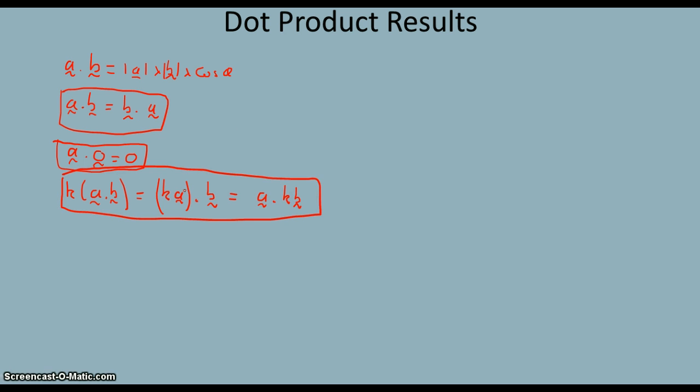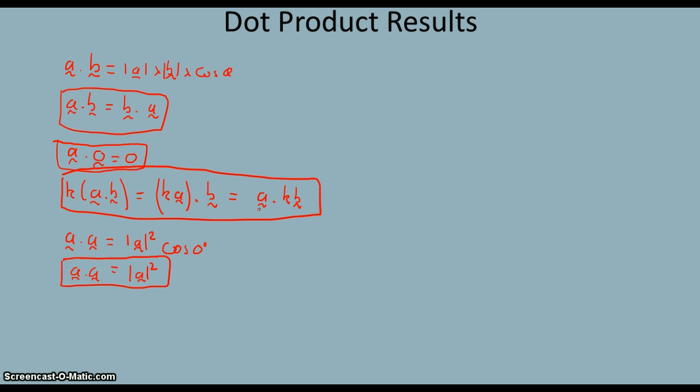The next thing to consider is if we take the dot product of a vector with itself, so a dot a. Well, that's going to be equal to the magnitude of a times the magnitude of a, which is the magnitude of a squared, times the cos of the angle in between, which of course is 0 degrees, and the cos of 0 degrees is just 1. So the dot product of a vector with itself is just the magnitude of the vector squared.